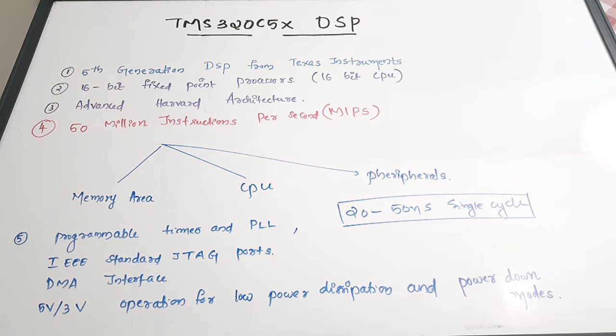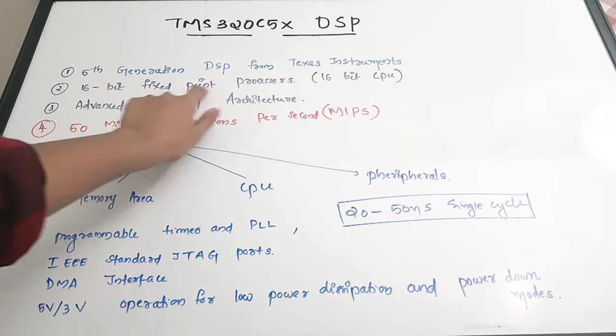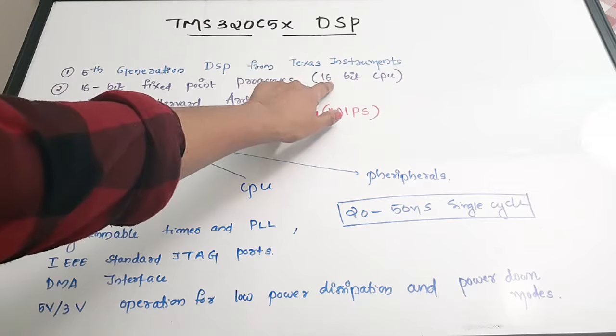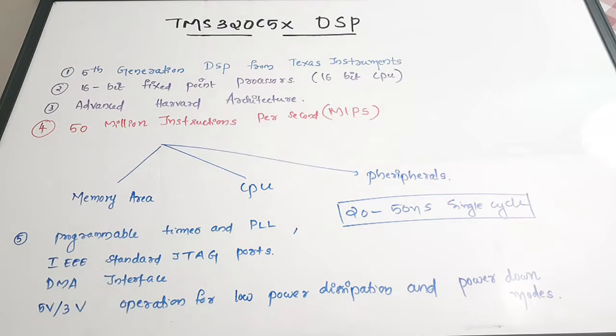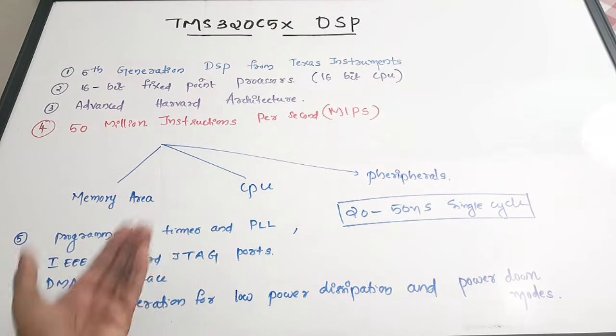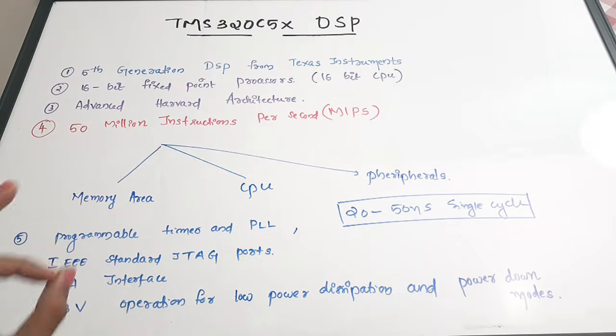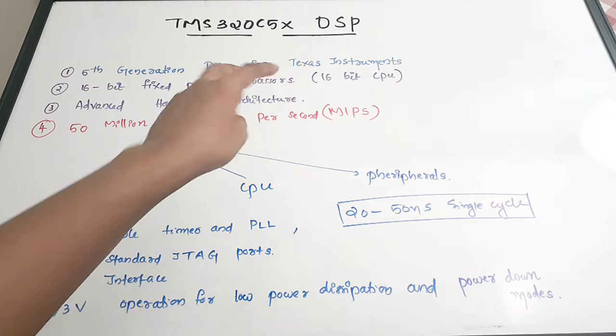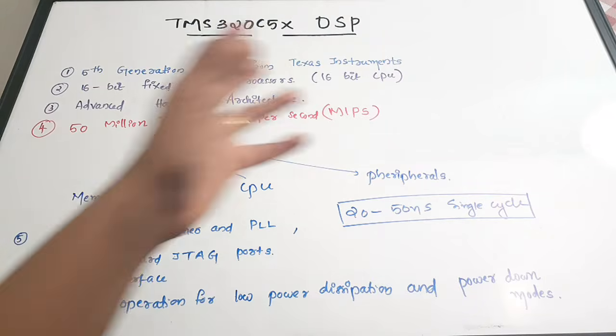So this TMS320C5x DSP processor is a 5th generation DSP or digital signal processor from Texas Instruments. It is a 16-bit fixed point processor, that is, it has a CPU, a central processing unit, of 16-bit size. Okay, that is, the processing size is 16-bit. So it is a 16-bit CPU.